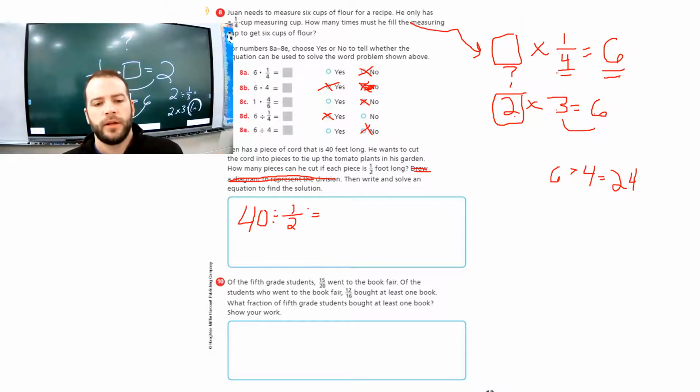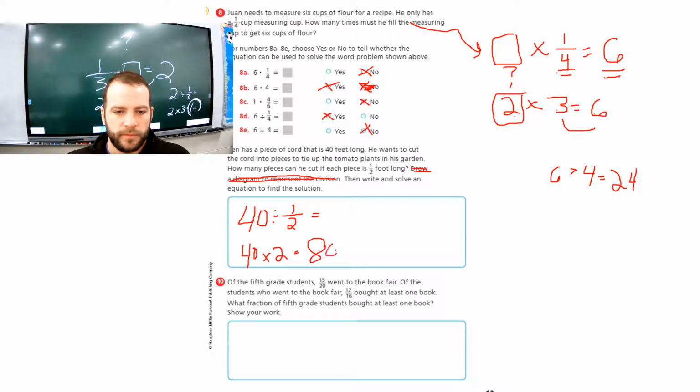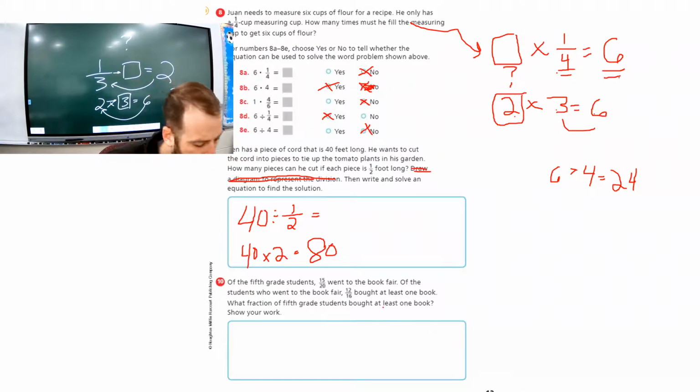So are we going to use keep, change, flip? Are we going to slice? Or are we going to put in the house here? We're going to keep. We're going to change. And we're going to flip. So how many pieces can he have? And that answer is 80. Okay? Let's go to the next one.